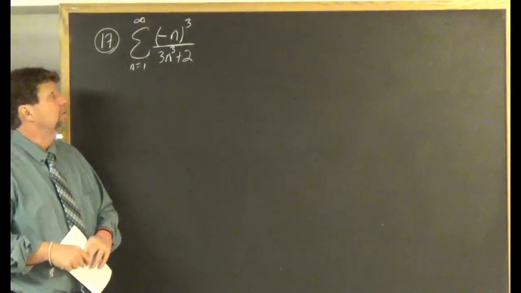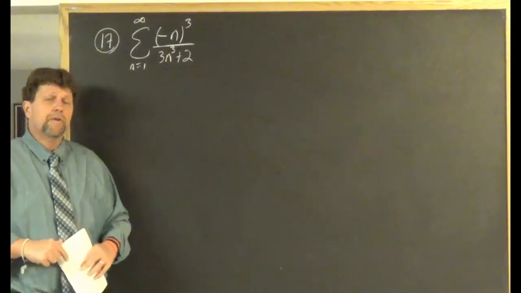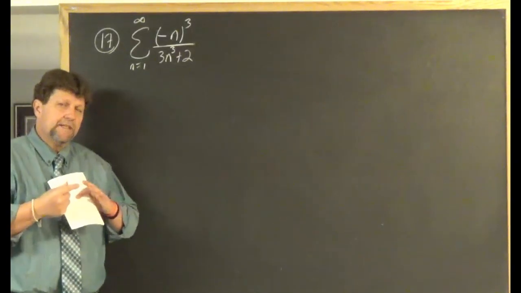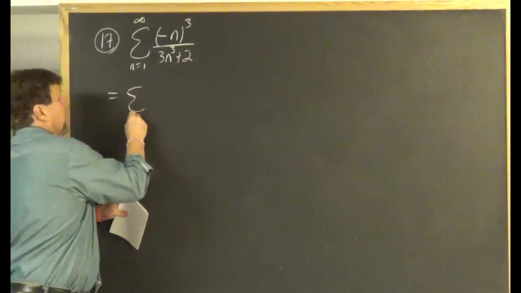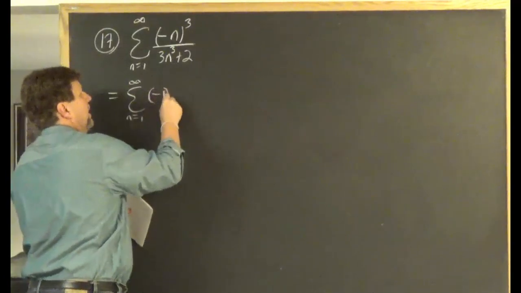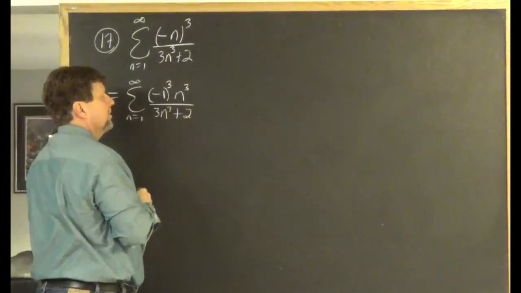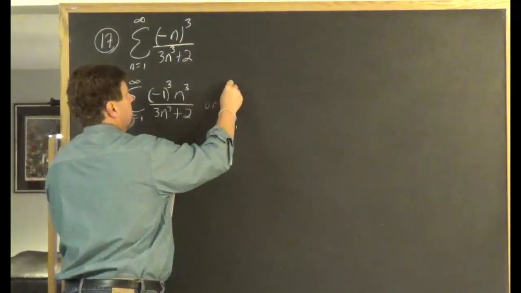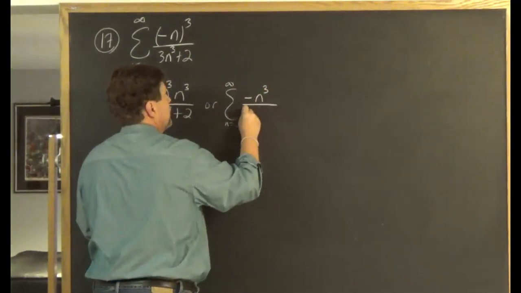I'll be at the board working it out. All right, number 17, we're asked, is the series n equals 1 to infinity, quantity negative n cubed over 3n cubed plus 2, does it converge or does it diverge? Well, here's the first thing that I'm seeing. Inside parentheses, it's a negative n. That's really negative 1 times n. So there's a rule of exponents that would allow me to rewrite this as negative 1 cubed n cubed over 3n cubed plus 2. But notice this is the exact same thing. Negative 1 cubed is negative 1. So it's the same thing as this.